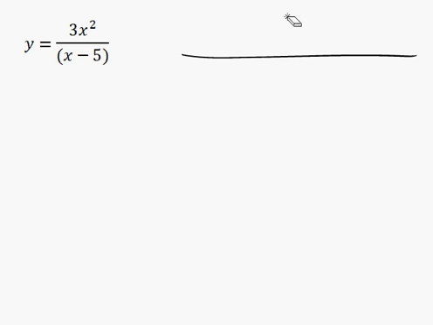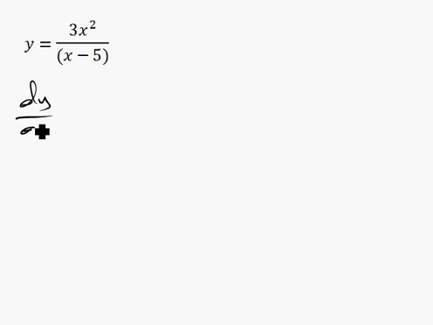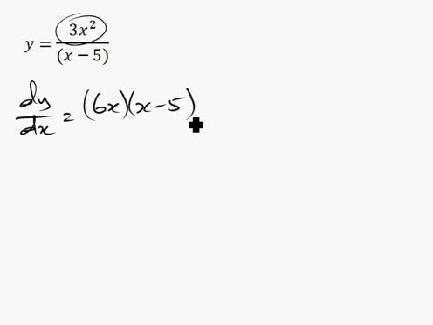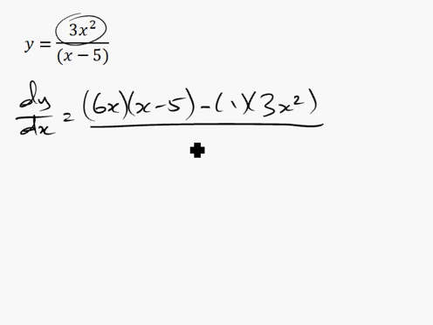So how do we use quotient rule? Take a look at this. I want to differentiate this, so dy dx. The steps to doing this are as so. Differentiate the top. Differentiating the top, I would get 6x multiplied by the bottom, which is x minus 5. Then minus, this time I differentiate the bottom and I get 1, and I leave the top, which is 3x squared. Divided by the bottom squared, x minus 5 squared.